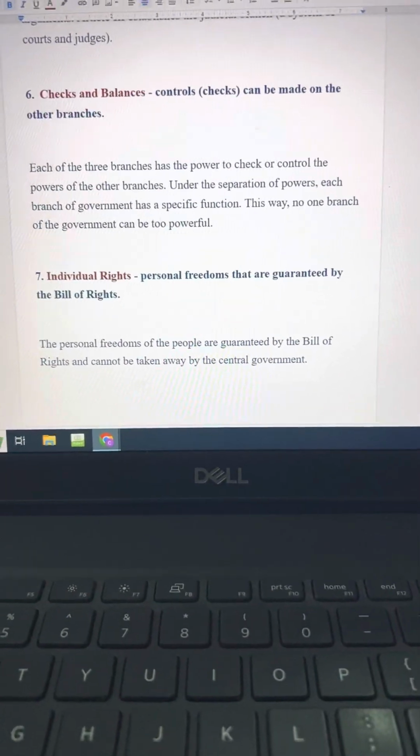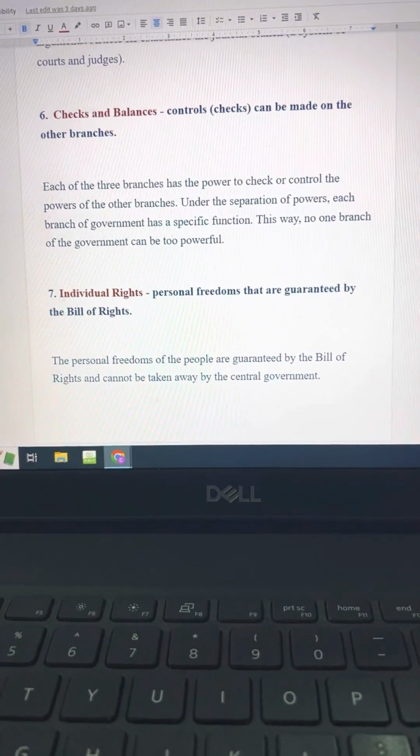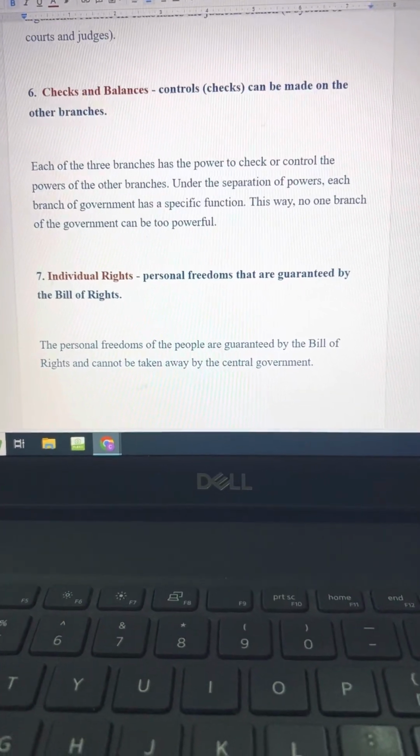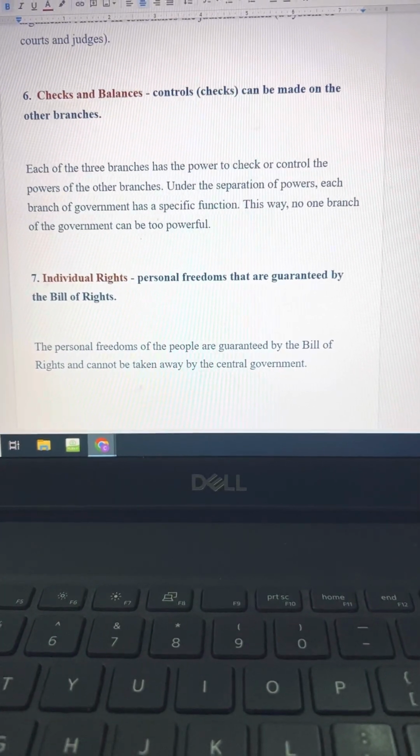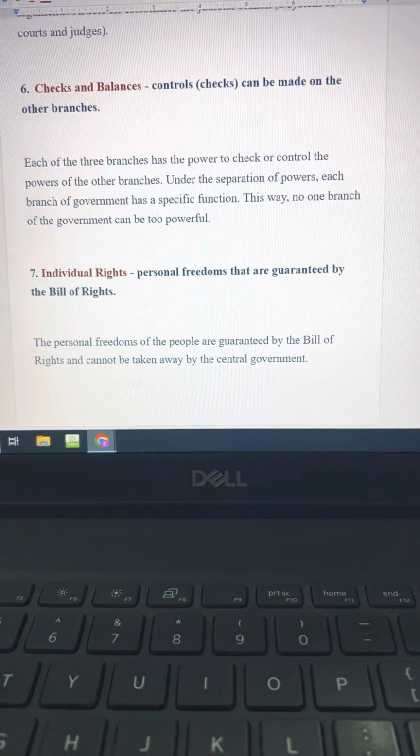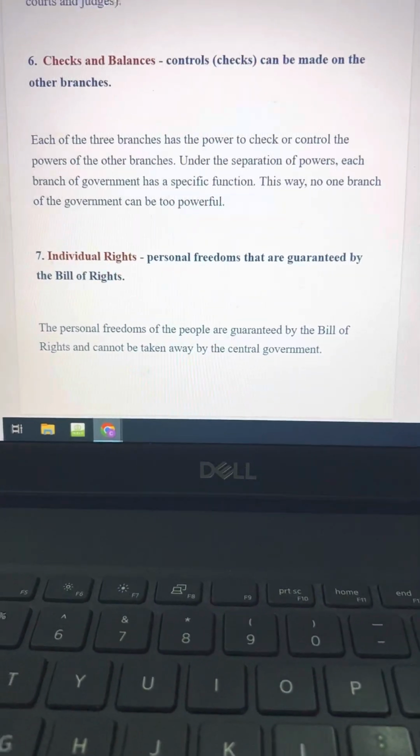And lastly, individual rights. Personal freedoms that are guaranteed by the Bill of Rights. The personal freedoms of the people are guaranteed by the Bill of Rights and cannot be taken away by the central government.